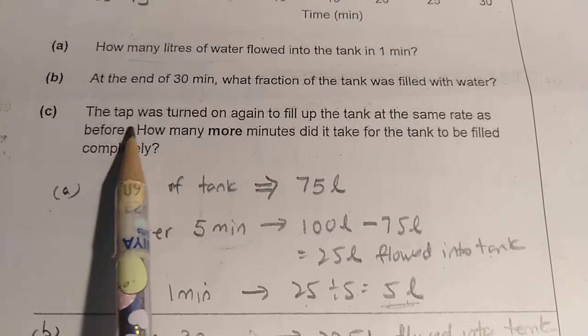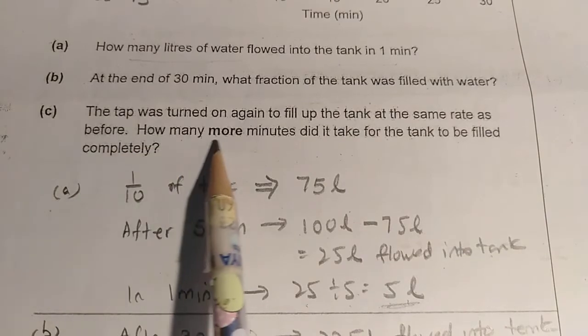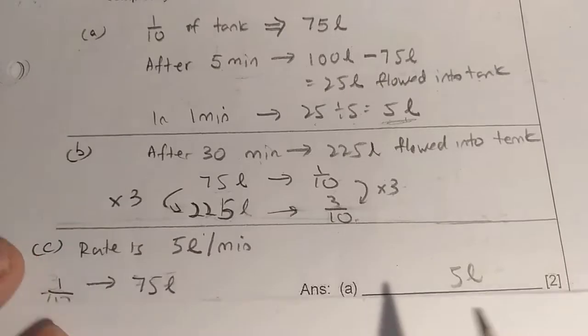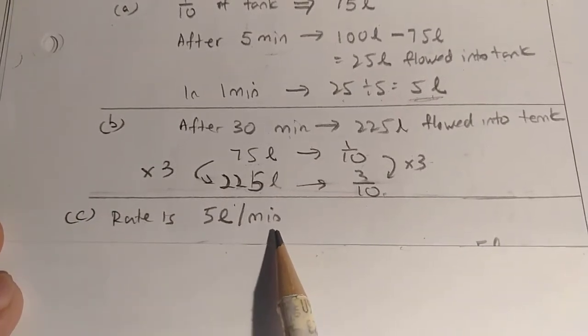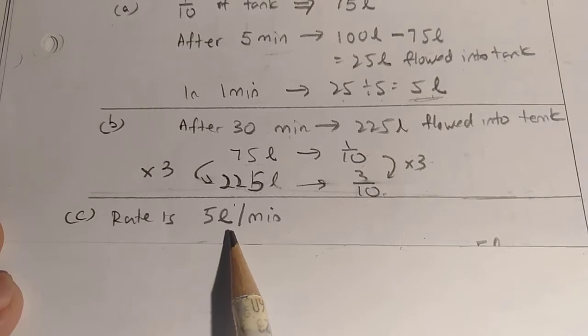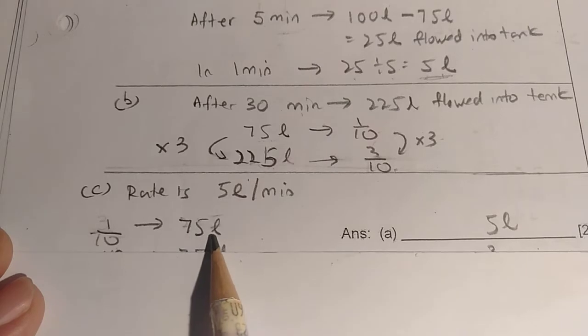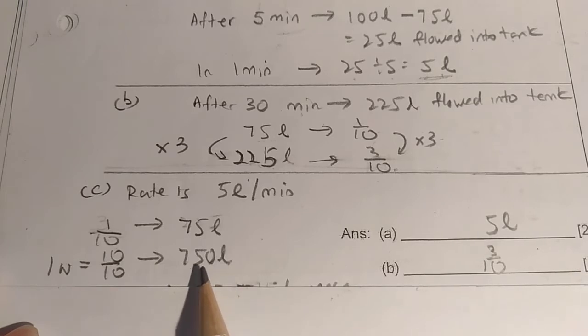Third part, the tap was turned on again to fill up the tank at the same rate as before. How many more minutes did it take for the tank to be filled completely? Alright, so if you know the rate is 5 liters per minute, which means in every 1 minute, 5 liters of water goes into the tank. And we know that in the beginning, 1/10 of the tank is filled up by 75 liters of water. Therefore, one whole of the tank, or 10/10, is equivalent to 750 liters. This is the volume of the whole tank.